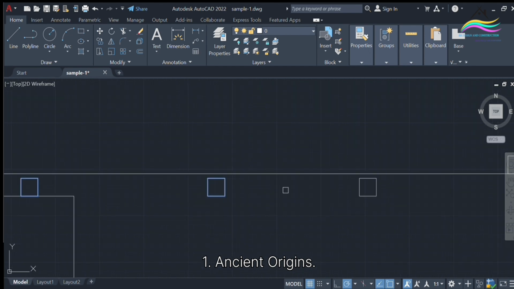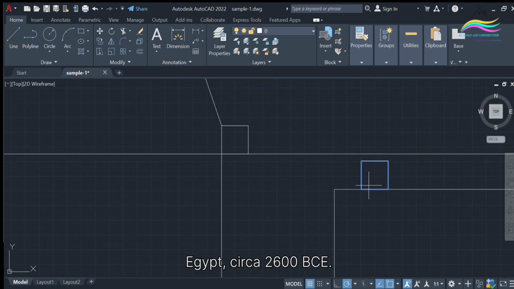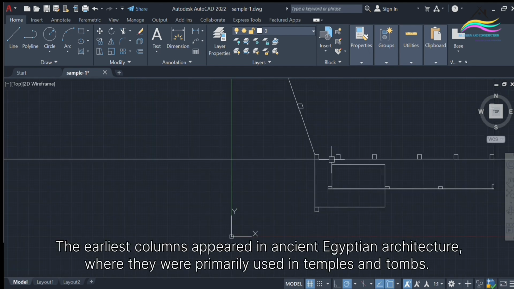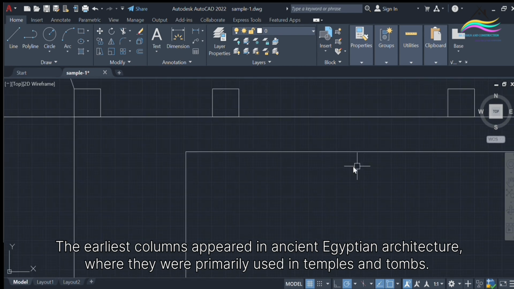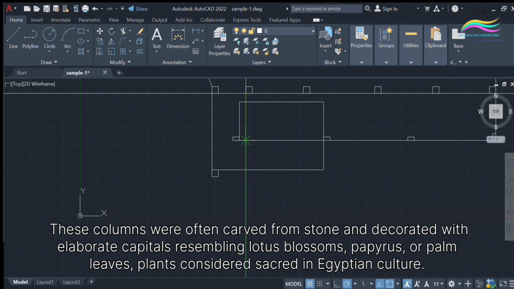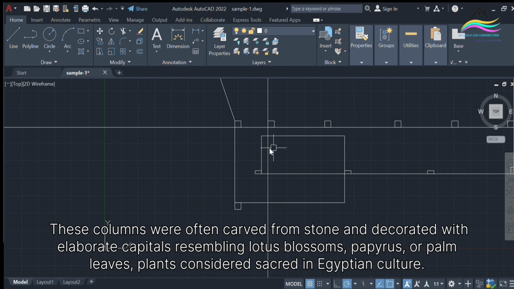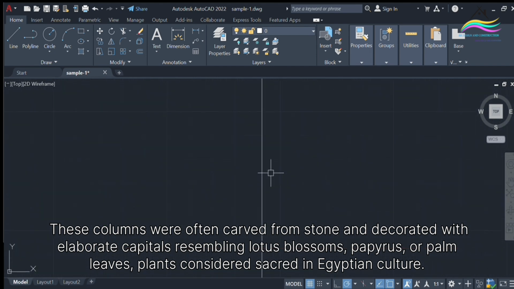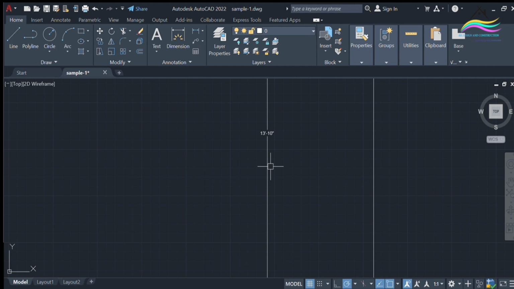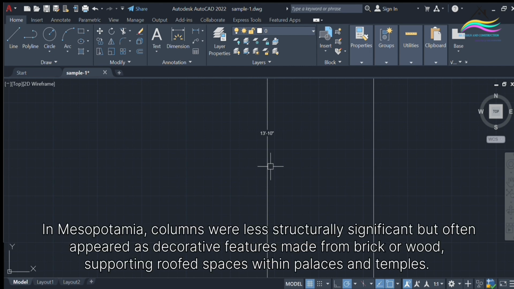1. Ancient origins. Egypt, circa 2600 BCE. The earliest columns appeared in ancient Egyptian architecture, where they were primarily used in temples and tombs. These columns were often carved from stone and decorated with elaborate capitals resembling lotus blossoms, papyrus, or palm leaves, plants considered sacred in Egyptian culture. Mesopotamia. In Mesopotamia, columns were less structurally significant but often appeared as decorative features made from brick or wood, supporting roofed spaces within palaces and temples.